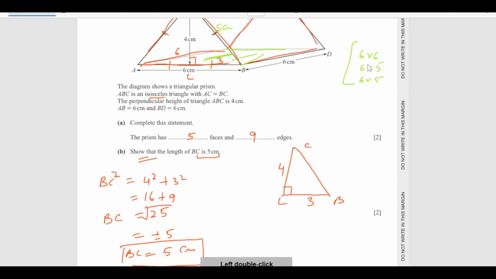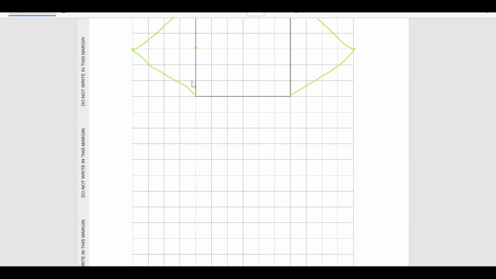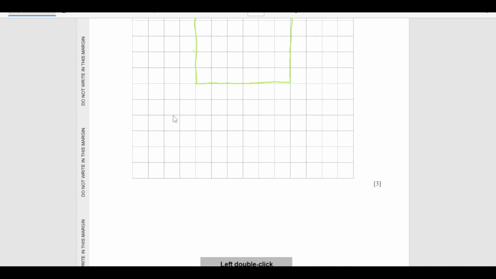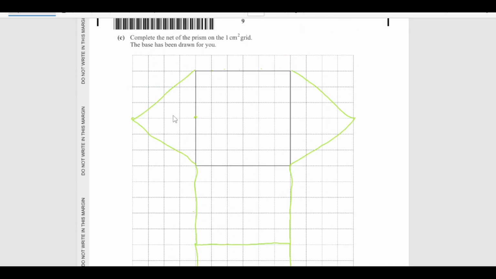So we have done the triangular part, then the rectangular part. 6 by 6 is already there, 6 by 5 and 6 by 5. So as you know, this is 6, so we will count 5 from here. 1, 2, 3, 4 and 5. So it will end here. You must use your ruler, guys. Again 5, 1, 2, 3, 4, 5. So this is how you are going to complete your diagram, right? So this is the net of the triangular prism.